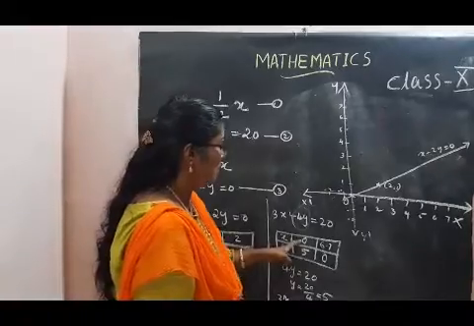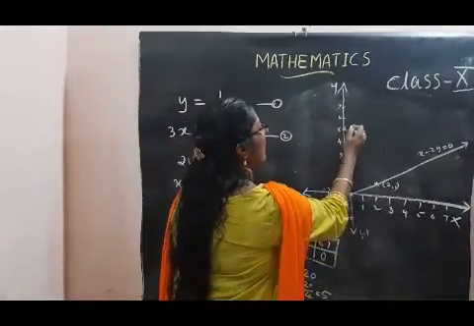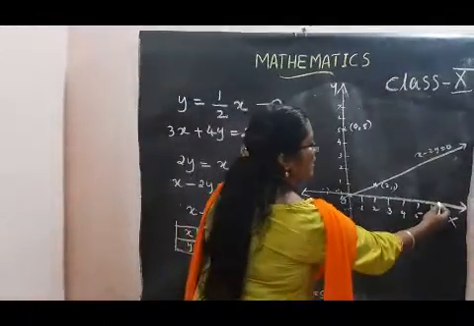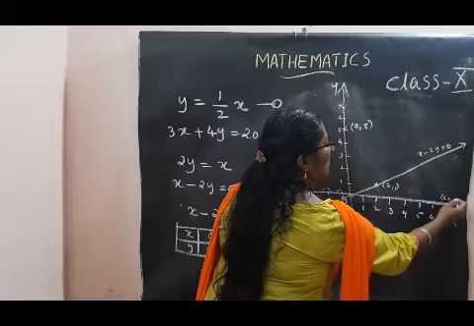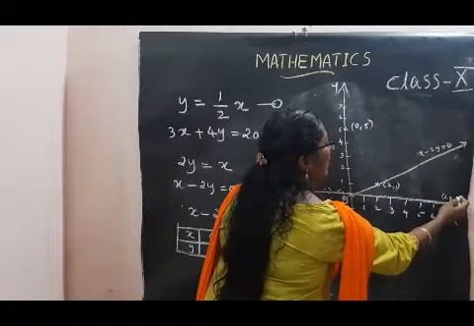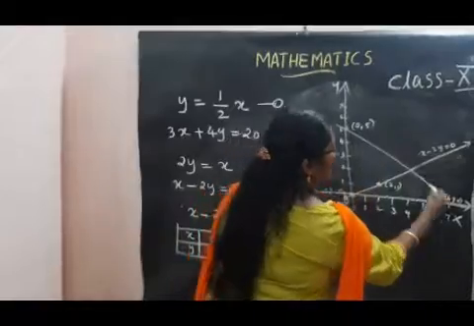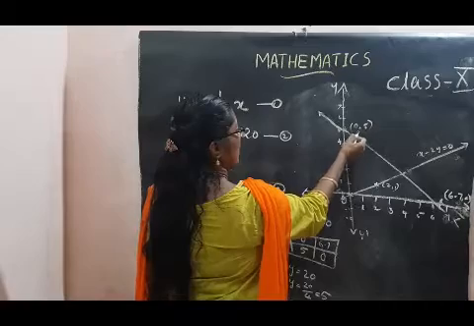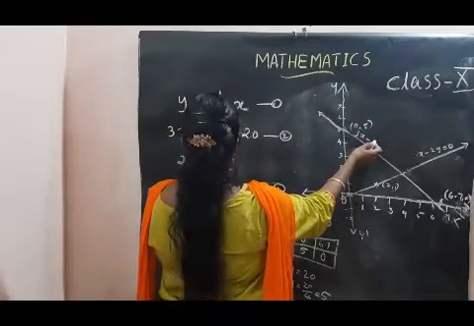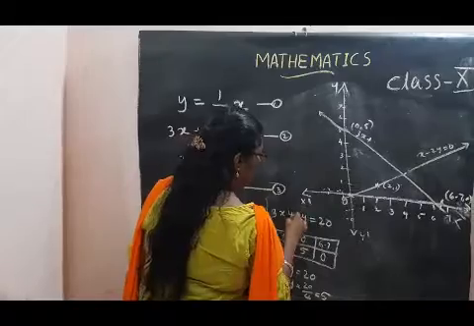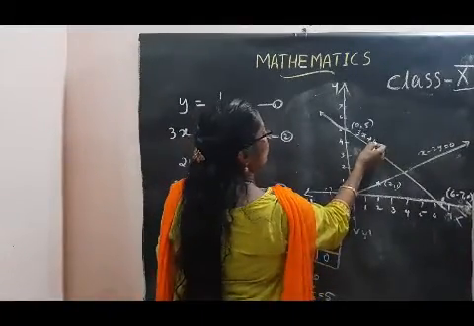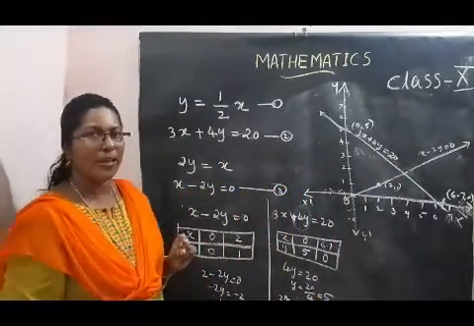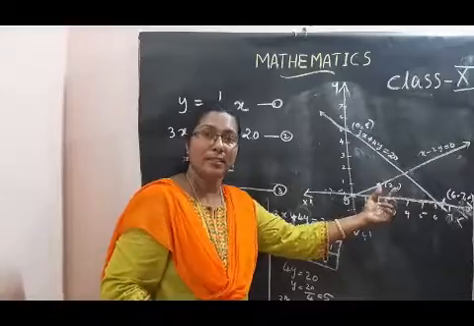Okay. Then plotting these points. First point is 0, 5. And 6.7, 0. By joining these two points, we get the line, and the equation of this line is 3x plus 4y equal 20. Okay, here this is an intersecting graph.